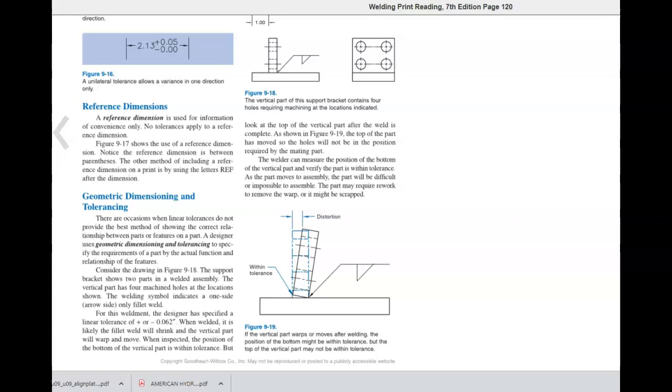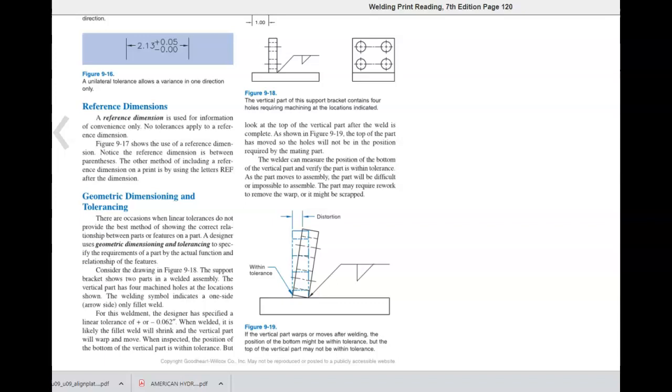Geometric dimensioning and tolerancing. There are occasions when linear tolerances do not provide the best method of showing the correct relationship between parts or features of a part. A designer uses geometric dimensioning and tolerancing to specify the requirements of a part by the actual function and relationship of the features. Consider the drawing in figure 9-18.